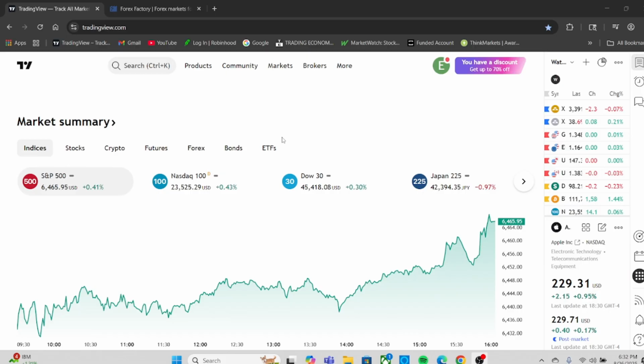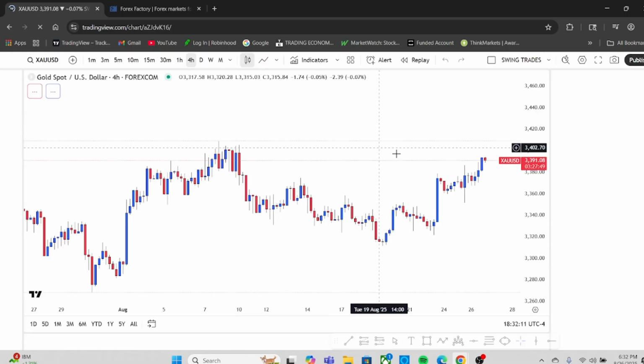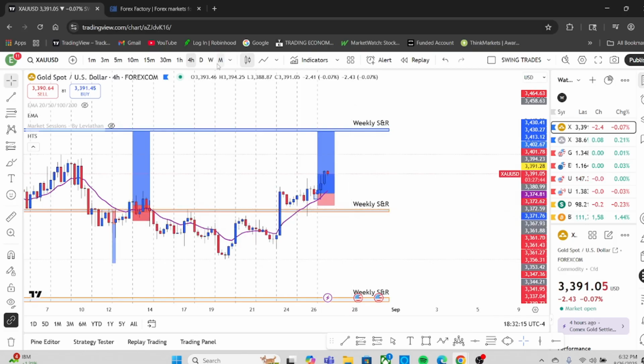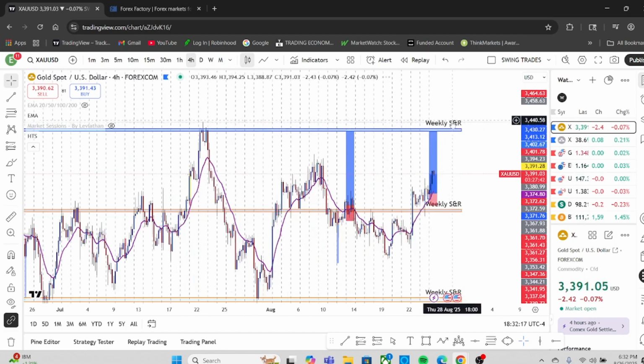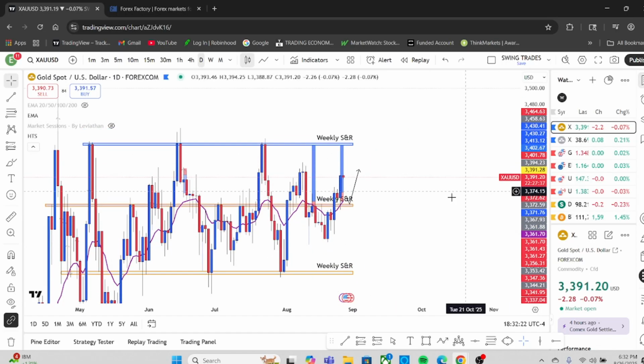It is currently Tuesday, August 26, 2025. So I'm just going to do a recap of this trade that I took today that we are still in. And yeah, that's basically it. So I took this trade on gold to the upside. We pushed to the upside. So let me go to a higher time frame and show you why I took this trade.